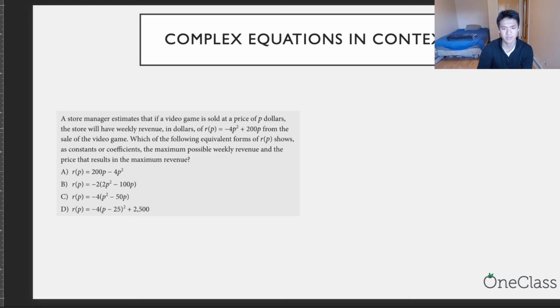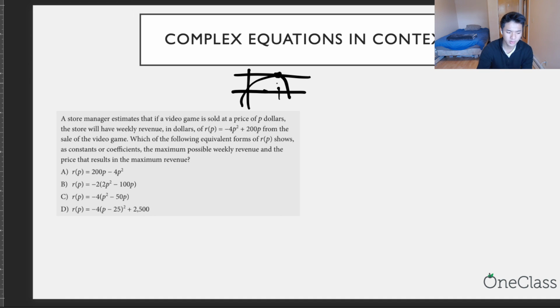That's just the vertex of this parabola, right? We're given a negative parabola, and if we graphed it, it would look something like this. There's a peak here, a vertex right here, and that's going to be the maximum possible weekly revenue, the y point, and the price that results in that maximum revenue, that's going to be this x point, right? So it's basically saying find the vertex of this parabola.